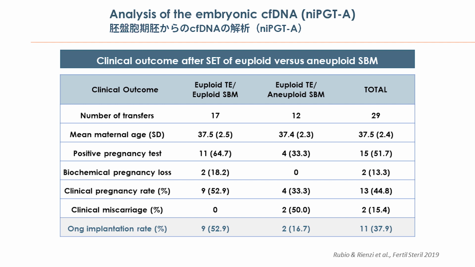However, in 12 cases, they had an aneuploid media. In these cases, pregnancy rates were lower. And the very important thing, they had 50% miscarriages. So even though the trophectoderm biopsy was euploid, they still had 50% miscarriages.